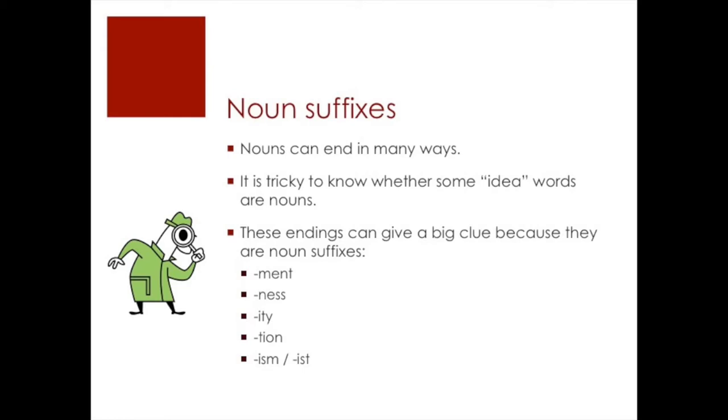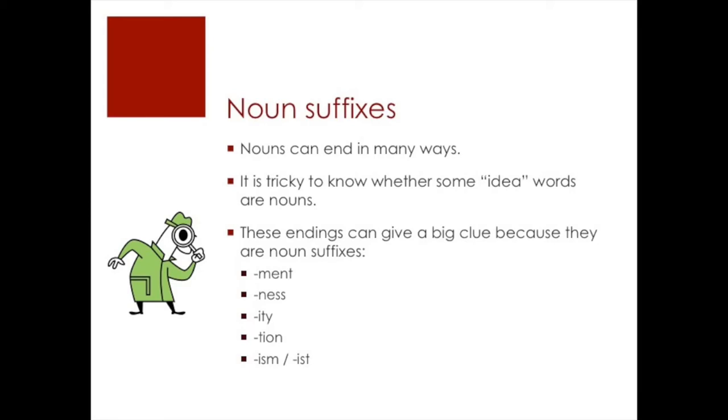But the endings that are listed on this page can give you a big clue, because these suffixes can be found at the end of nouns. For example, ment. The word encouragement is a noun, and that ends in the ment suffix. Ness is another one of those noun endings. Kindness is an example of a noun.